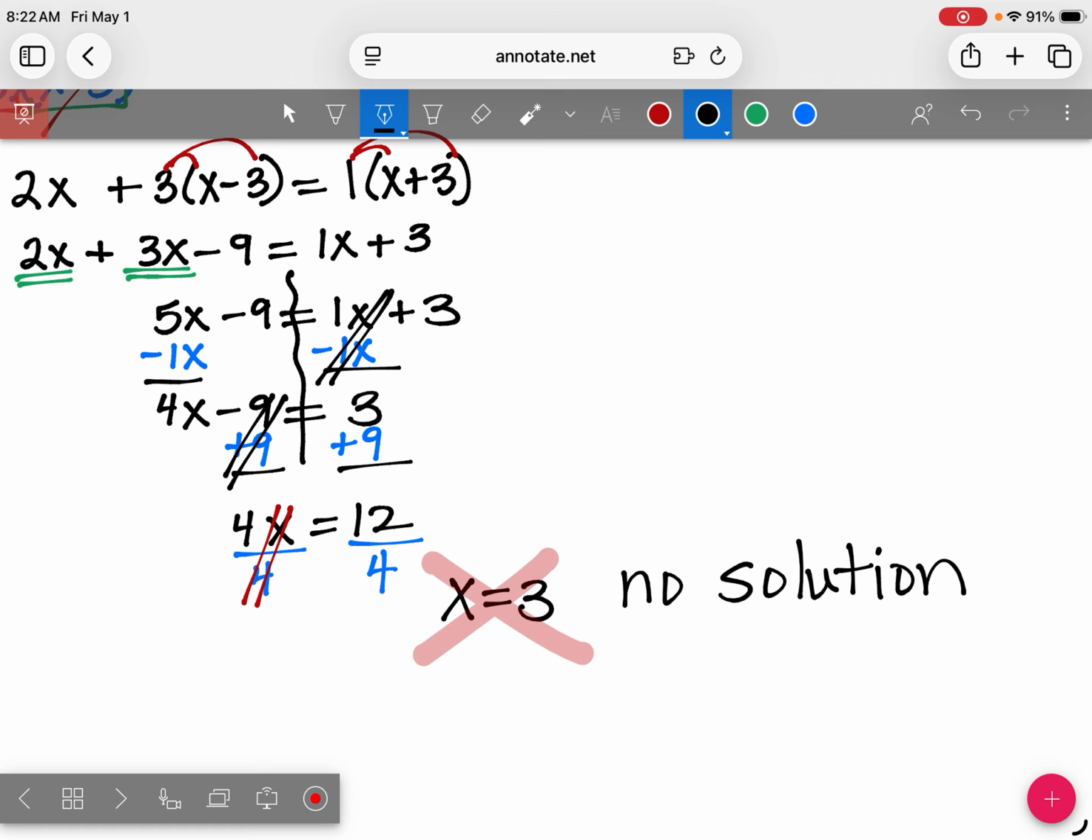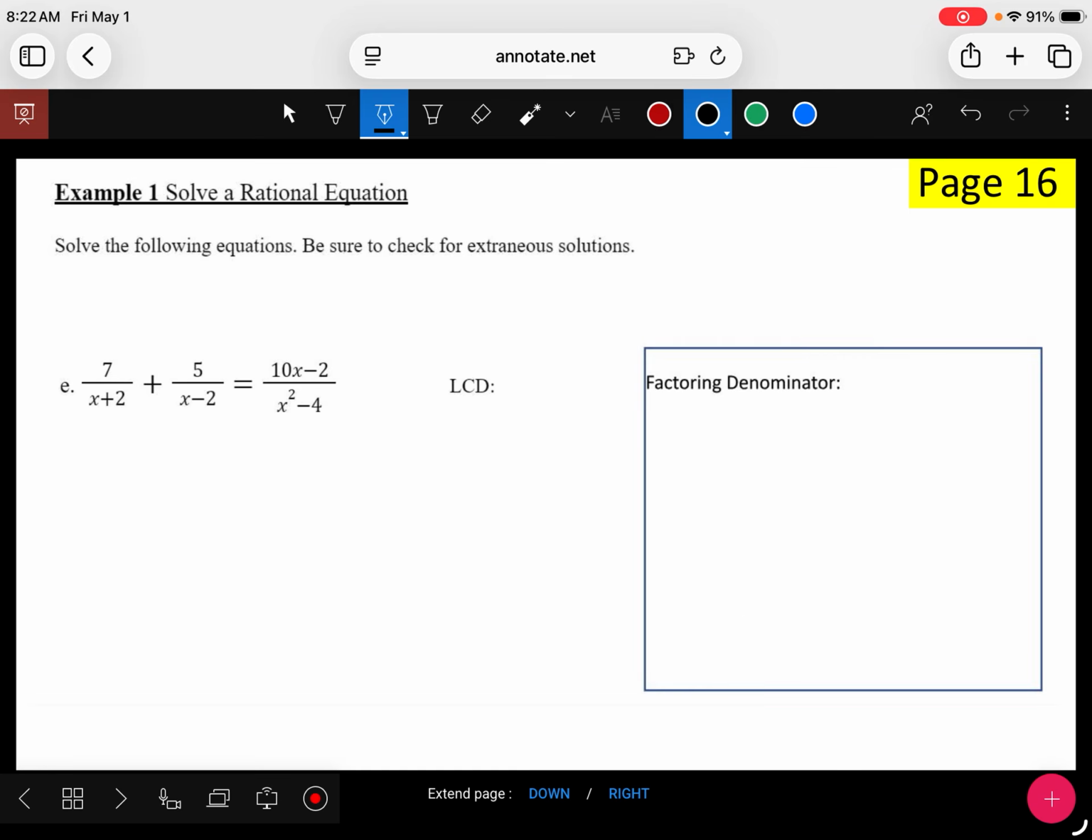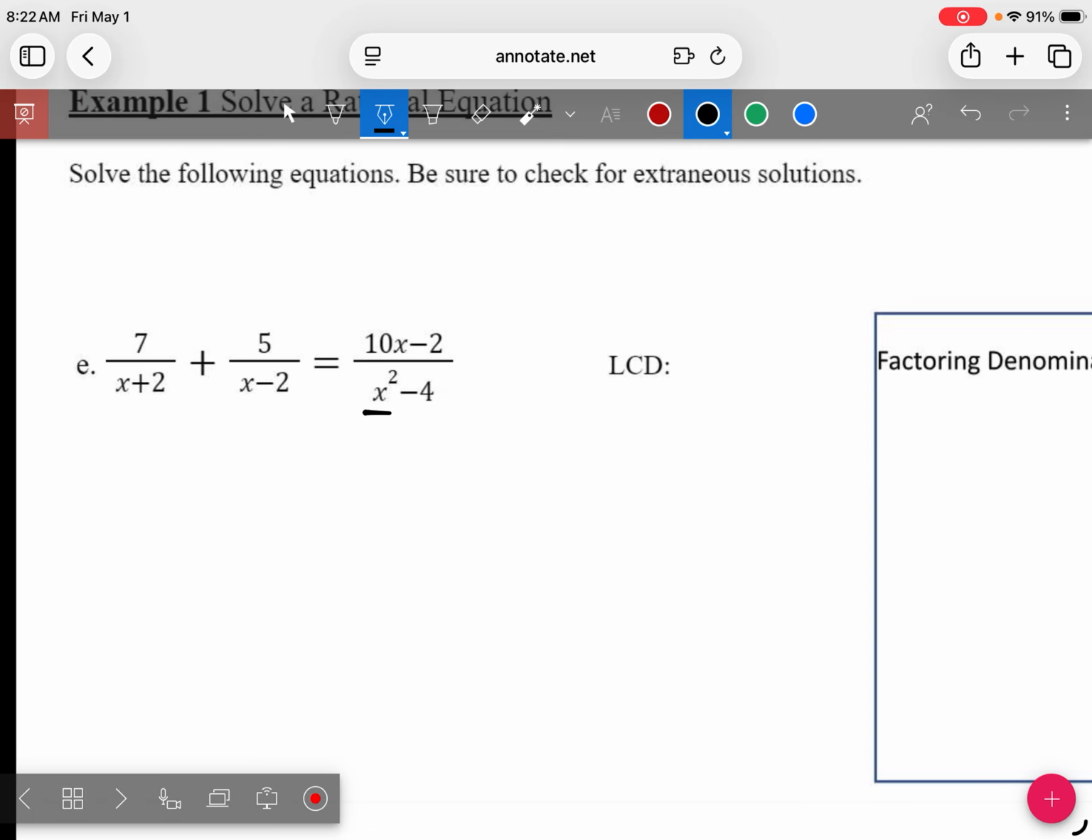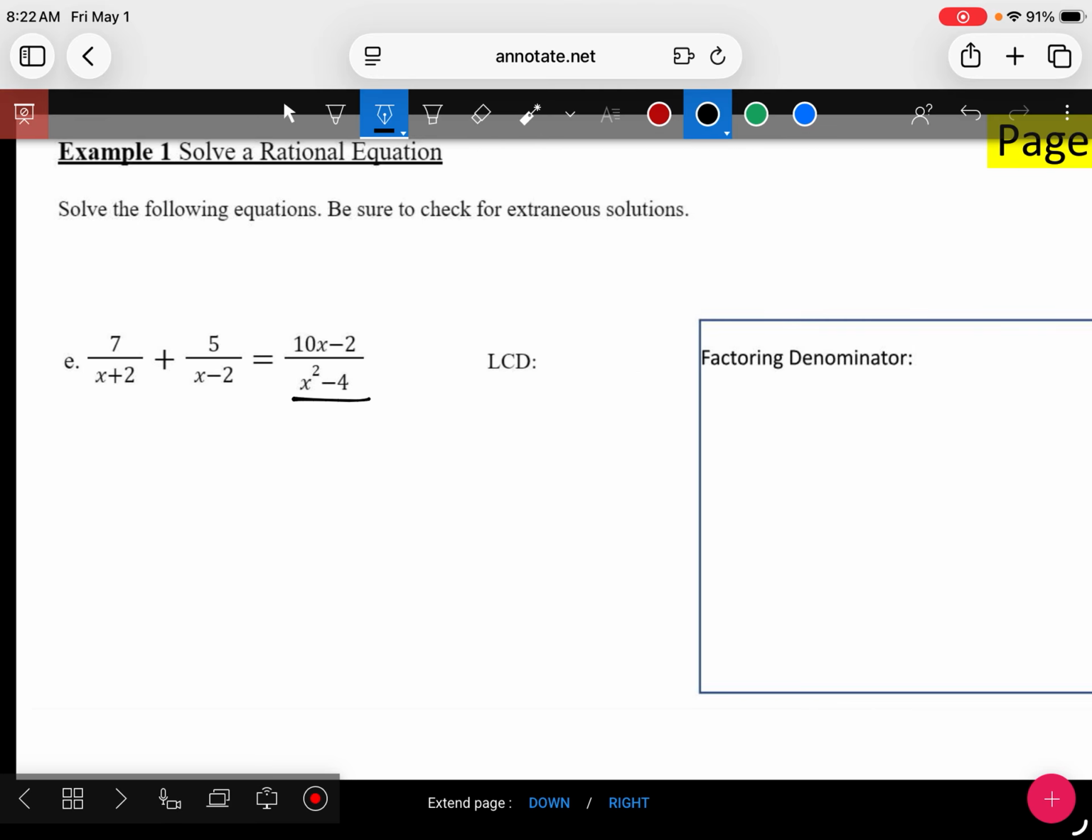All right, let's go to our next one. So we have this x squared minus 4. Again, that is the difference of squares. That's going to factor down to x plus 2 and x minus 2.